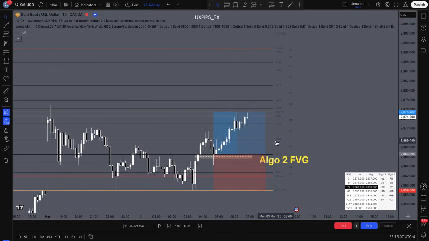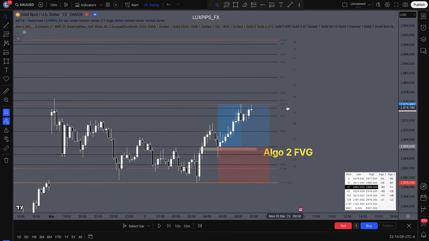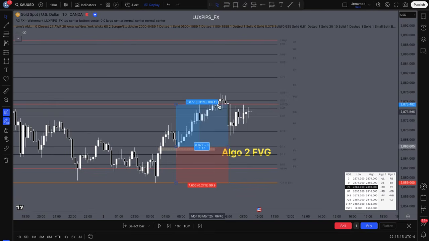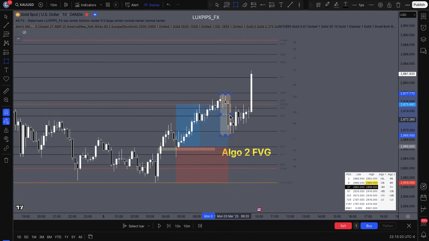Straight to it. Went straight to the EQ. At the EQ, what can we expect? Consolidation, right? Let's see what happens. Yep, consolidation. All of this is just a consolidation.